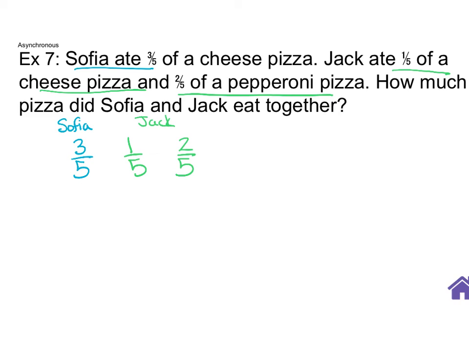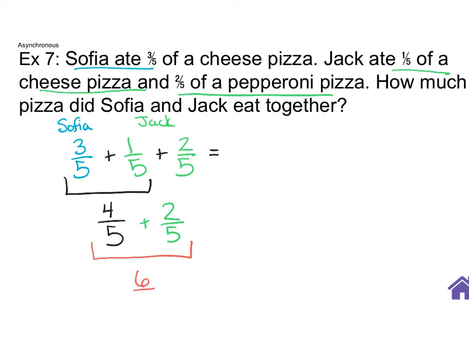And then it says, how much pizza did Sophia and Jack eat together? So we need to figure out the total amount of pizza they ate together. So we're going to add them all together. Well, I'm going to do 3/5 plus 1/5. Well, 3 plus 1 is 4, so I have 4/5. Plus, I have 2 more fifths. So 4/5 plus 2/5 is 6/5.